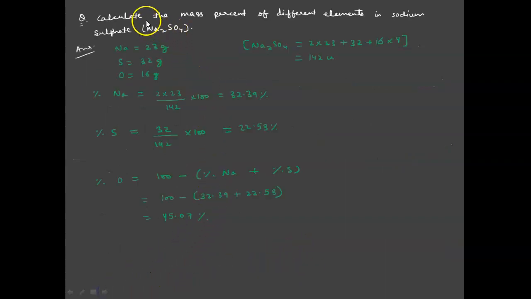Now, next question. Calculate the mass percent of different elements in sodium sulfate, that is Na2SO4. Na is 23 u, S is 32, you know that, oxygen is 16. Calculating the molecular mass of Na2SO4: 2 into 23 plus 32 plus 16 into 4 comes out to 142 u. For percent of Na, the mass of Na is 2 into 23, not 23, because in the compound Na is 2 moles. So we will multiply 23 into 2.